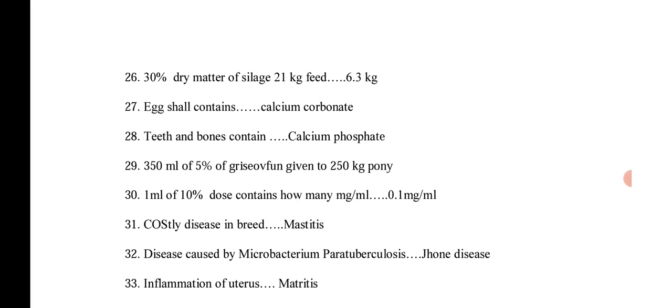30% dry matter of silage, 25 kilogram has 6.3 kilogram. Eggshell contains calcium carbonate. Teeth and bones contain calcium phosphate. 350 ml of 5% griseofulvin will be given to a 250 kg pony. One ml of 10% dose contains 0.1 mg per ml.